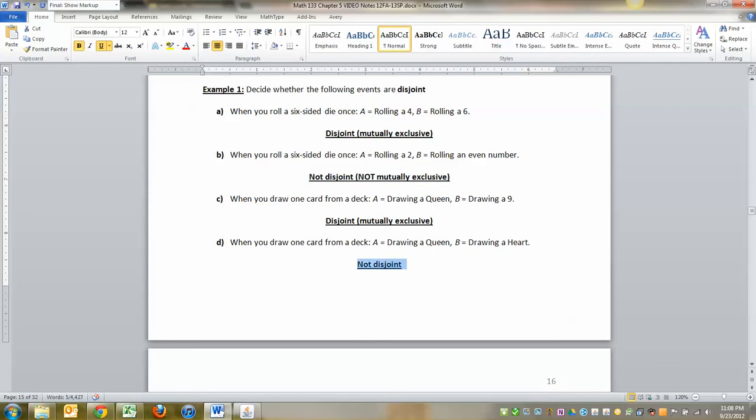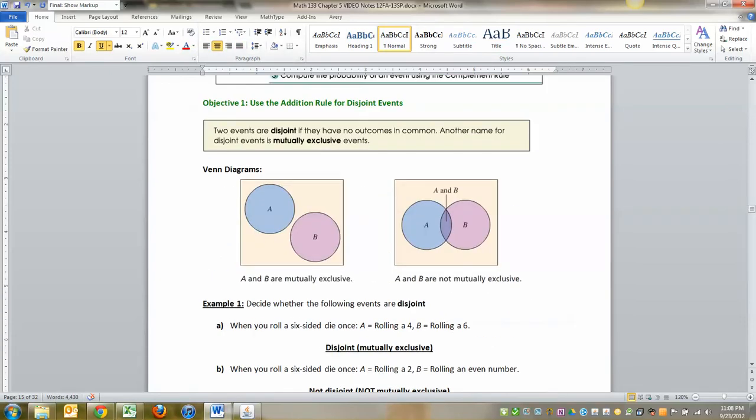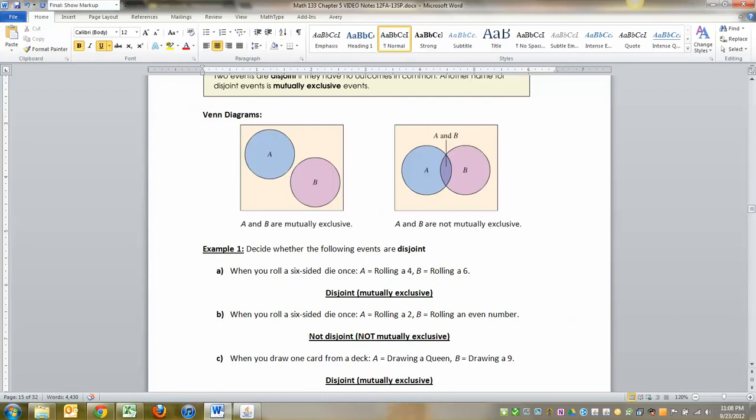All right, what about the next one? You draw a queen, that's one event, and you draw a heart, that's the other event. Okay, well, there's such a thing as the Queen of Hearts, right? So, if you think about this diagram again, over here would be all the queens, right? So Queen of Spades, Queen of Diamonds, Queen of Hearts, Queen of Clubs. Over here is all the hearts, Ace, 2, 3, 4, 5, 6, 7, right? So the overlap is the Queen of Hearts.